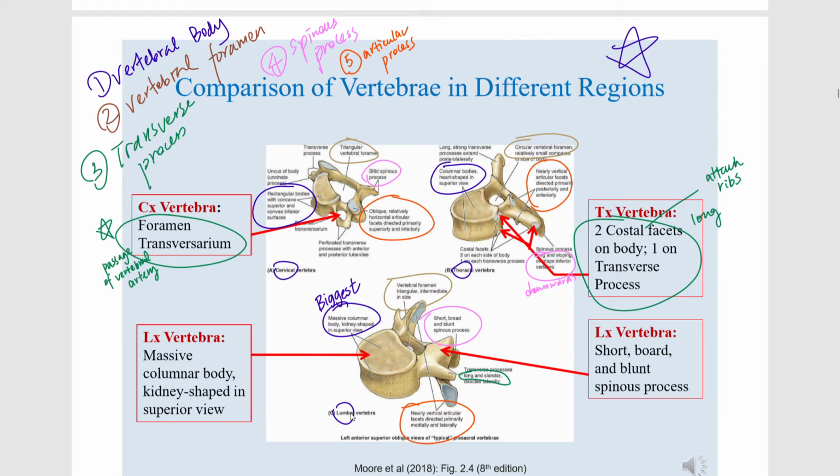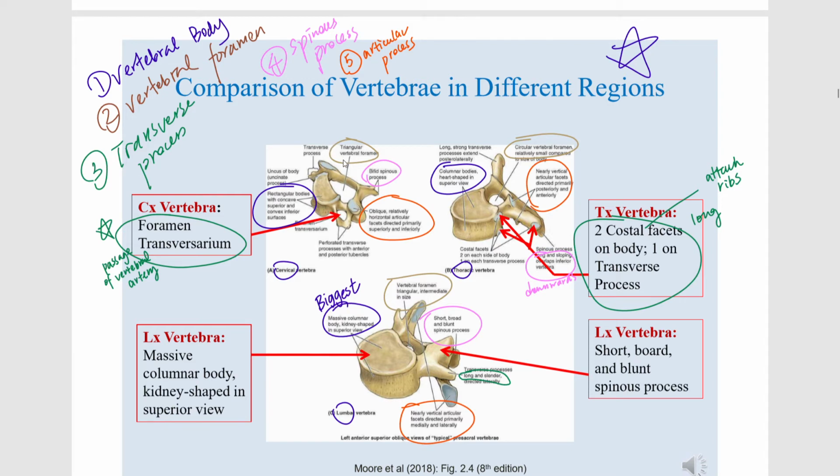So lastly, the lumbar vertebra is a massive one. It's a very large vertebral body. It's the biggest vertebral body, and it's like a kidney shape in superior view. When you compare these two vertebral bodies, the thoracic and the lumbar, you can see there are two angles forming a heart shape, but in the lumbar region, the angle is less obvious, so it's more likely a kidney shape.